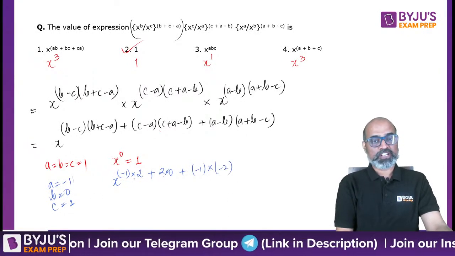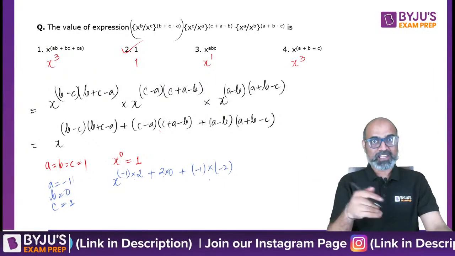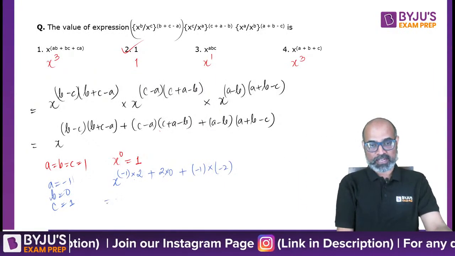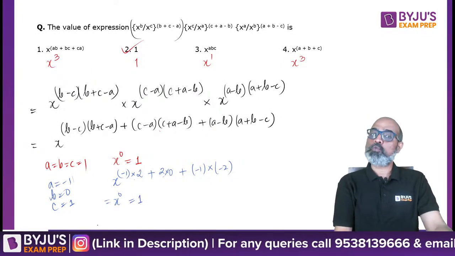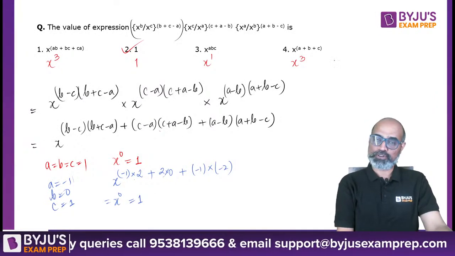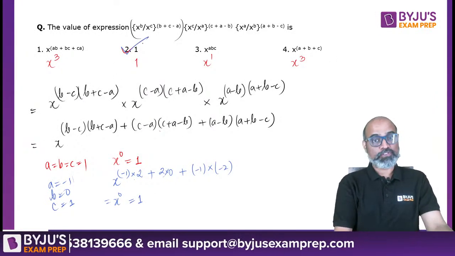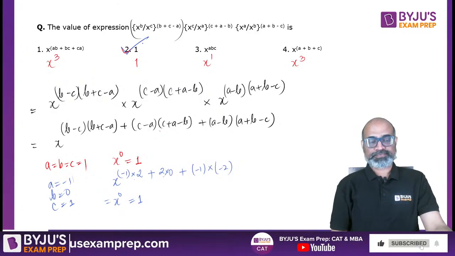So this is already 0, this is minus 2, this is plus 2. Minus 2 plus 0 plus 2 will give us x to the power 0 again, which is back to 1. So no matter what powers I give as a, b, c, I see that they are always going to give us 1. So now we are confident that the second option is going to be the answer.